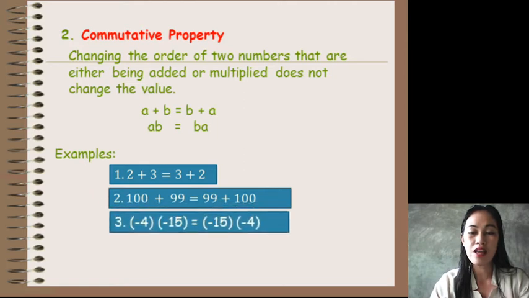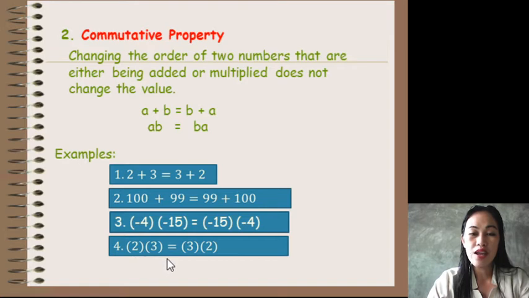Example number 3, multiplying negative 4 and negative 15 is equal to negative 15 times negative 4. Negative 4 times negative 15 is positive 60. Negative 15 times negative 4 is also positive 60. Next example.